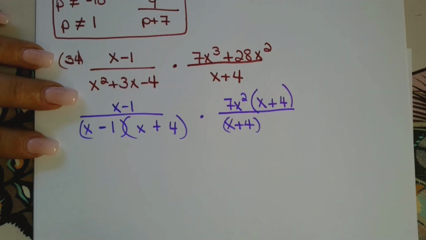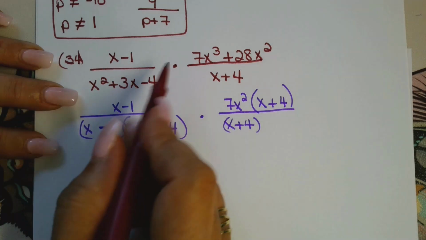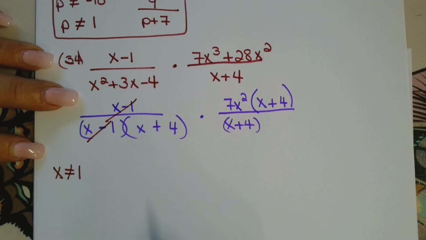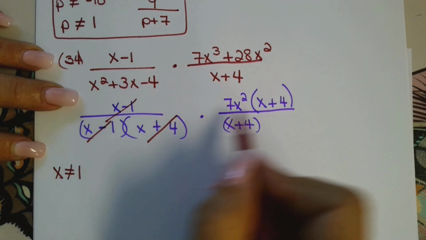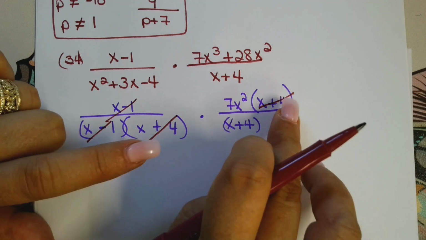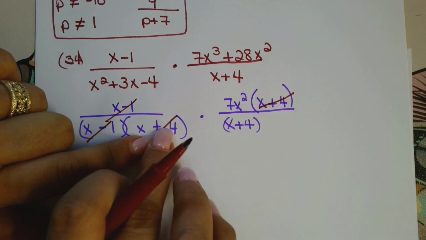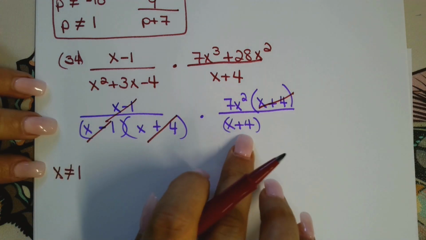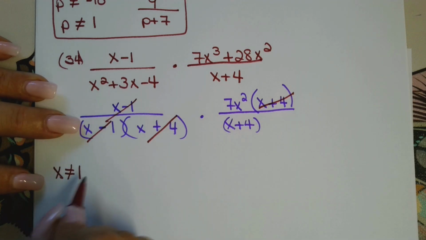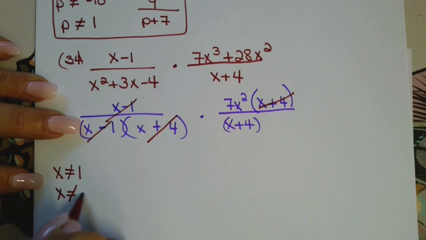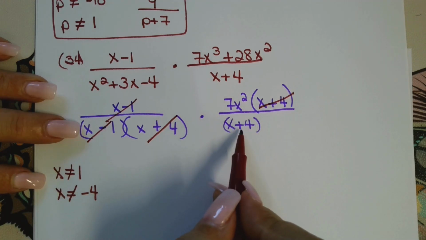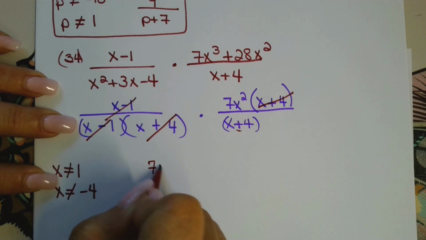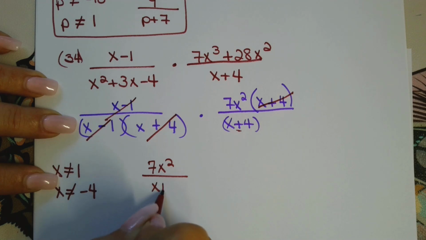And we're ready to cancel. So I can cancel x minus 1, x minus 1. That means x cannot be positive 1. I'm going to cancel an x plus 4 and an x plus 4. Please note, you only cancel pairs. Do not cancel this, this, and this. You can only cancel one from the bottom, one from the top. So this one stays there. And so that means x cannot be negative 4, which we really don't need to say because that can't be negative 4 either. And you're left with 7x squared over x plus 4.